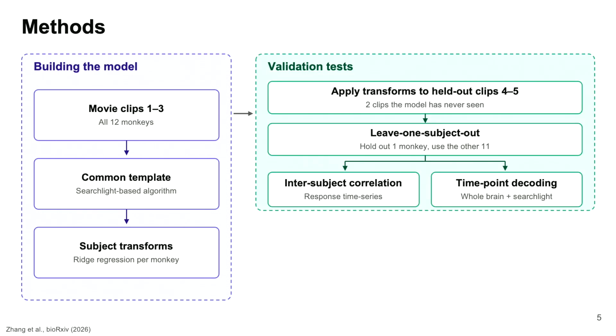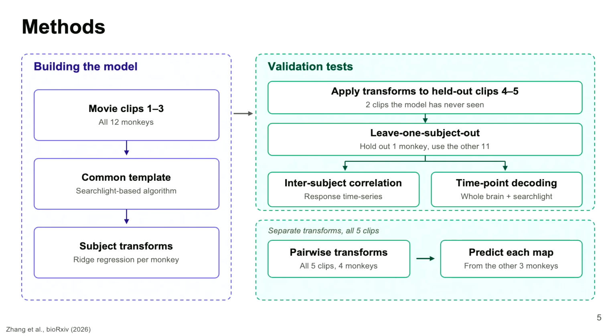For the first 2 analyses, we apply those transforms to the 2 held-out clips, then hold 1 monkey out and use the remaining 11 monkeys, comparing to their average for a correlation, or predicting the held-out monkey from the others for movie time point decoding. The third analysis is a bit separate because it used different transforms. For the 4 monkeys with localizer data, we estimated pairwise transforms from all 5 clips to predict each monkey's own functional topography from the other 3.